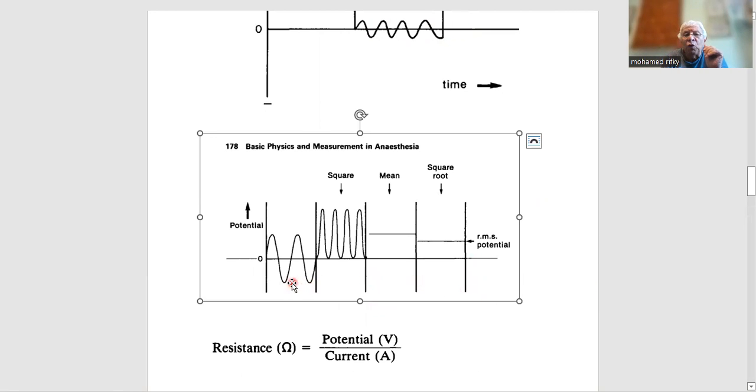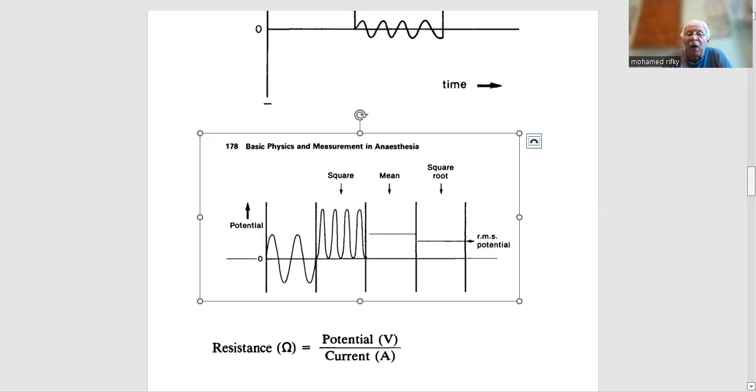So to change this form of a sine wave of the alternating current to a direct current that looks like the direct current, I simply square this sine wave so that all the items will be positive. And after that, I get the mean of it. And then the last thing is the square root of this mean, which will give me a figure called RMS. I can compare it with the straight line of the direct current. So this is the way to make the two types of current almost similar to each other.